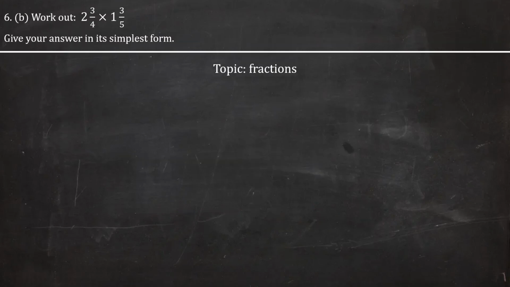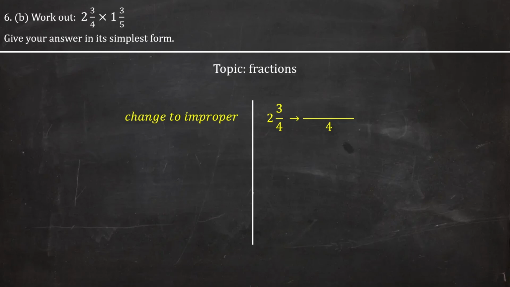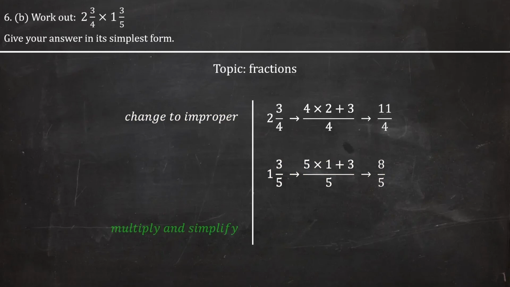6b, now we're multiplying mixed numbers, so first we need to change them into improper fractions. So 2 and 3 over 4 is going to become, the denominator stays the same, you do 4 times 2 plus 3, which gives you 11 over 4. For 1 and 3/5, the denominator stays the same, then you do 5 times 1 plus 3, which gives you 8 over 5.